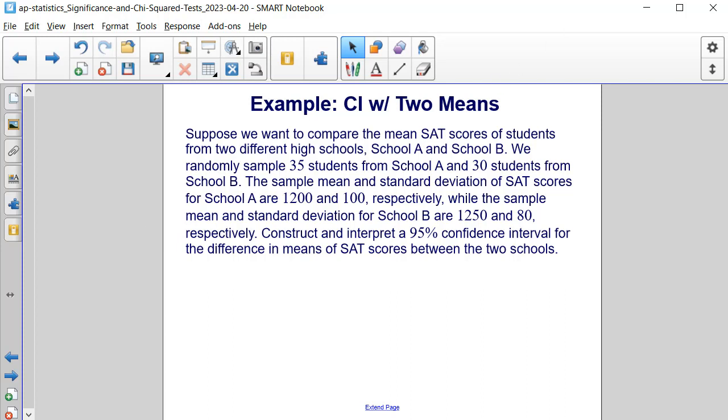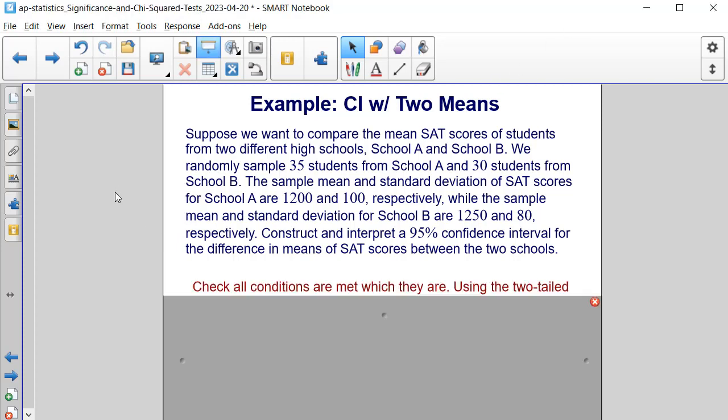The first step is to check that all the conditions are met, which they are. Our random samples are greater than or equal to 30, and these samples represent less than 10% of the actual population in each school. And the sampling method was random in both cases. So all those conditions are met.